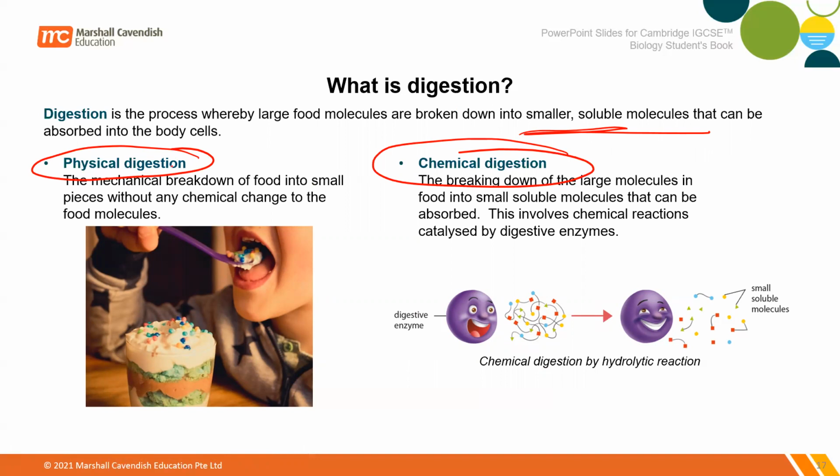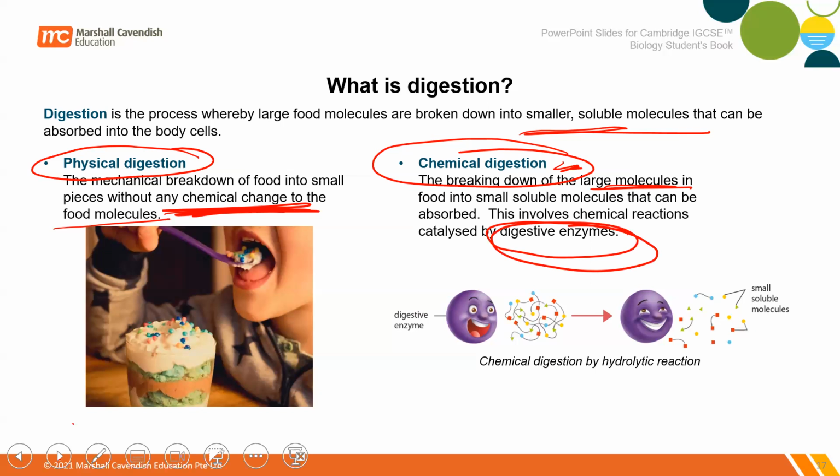Physical digestion is the breaking down of the food particles into small chunks or small pieces, but there is no chemical change applied. For chemical digestion, it is the breaking down of large insoluble molecules into soluble small molecules by specific digestive enzymes.